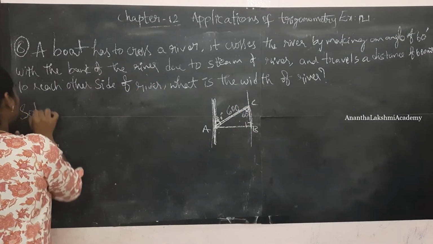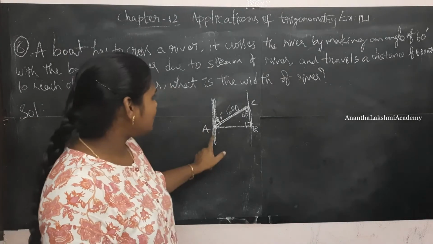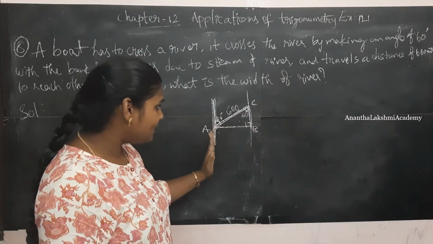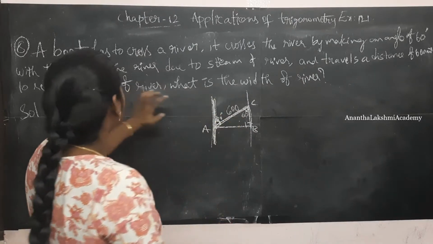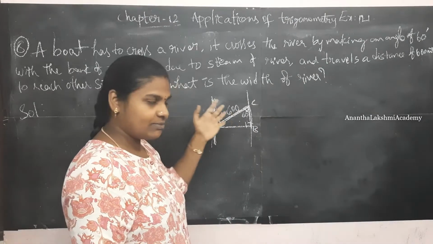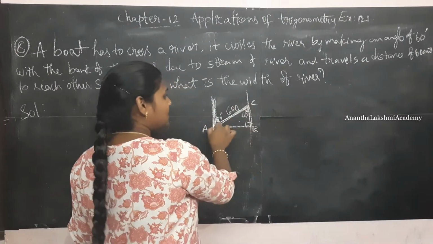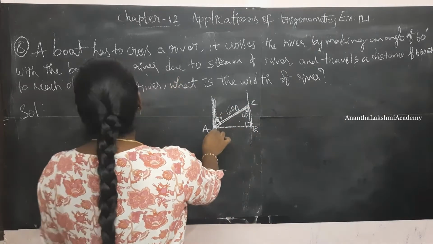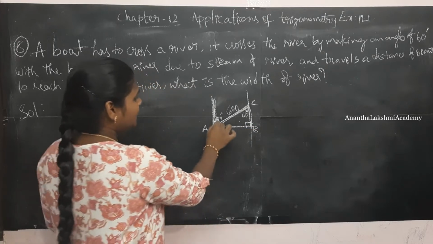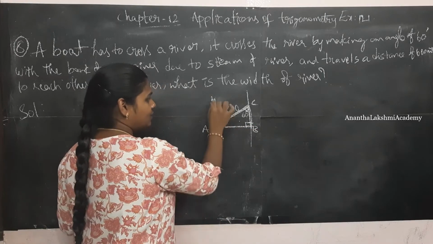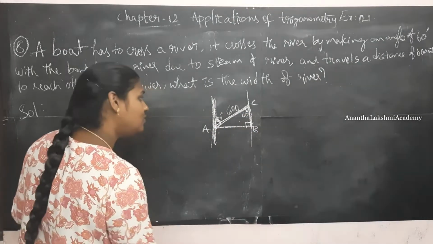So in order to figure out, let me explain the diagram one more time. A boat is crossing the river by making an angle of 60 degrees with the bank. Okay, with the bank it is making an angle of 60 degrees. And that is because of the stream of the water, and it travels a distance of 600 meters. So whatever the line that is drawn from this side to that side is 600 meters, and they are asking us to find the width, which is nothing but AB. Initially it made an angle of 60 degrees with the bank. So here we applied the alternate angles concept and made angle C equal to 60.